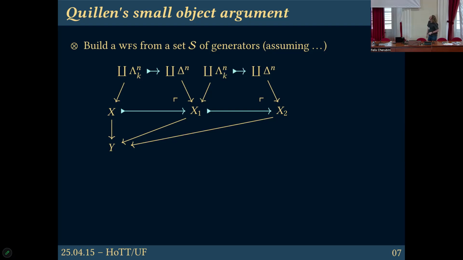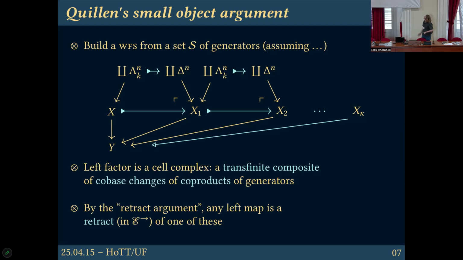And we can keep doing this because we have maybe created some new problems to be solved. And if we go on for long enough, eventually this map down to Y becomes a right map. This process doesn't ever actually stop, but we can cut it off at some point. And it turns out that this map from X to X_kappa will be a left map, and so that's our factorization.